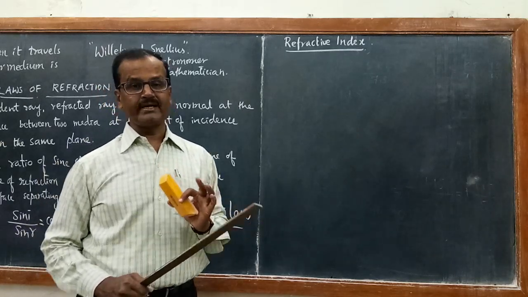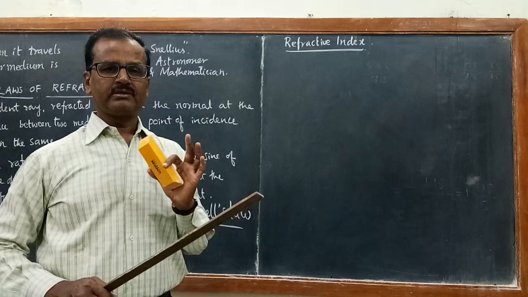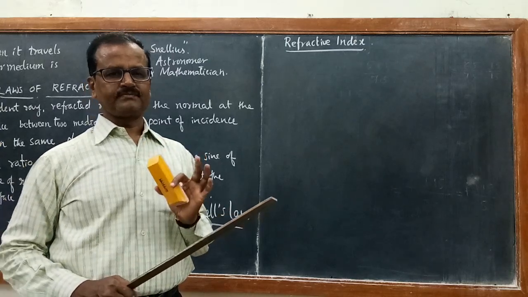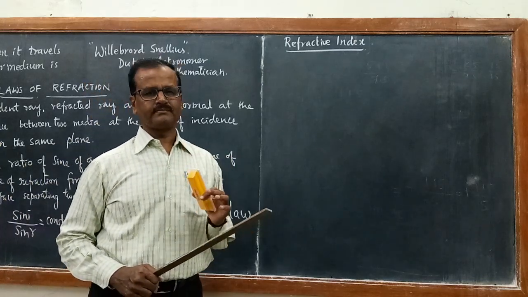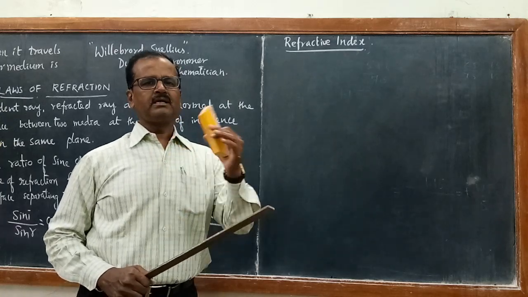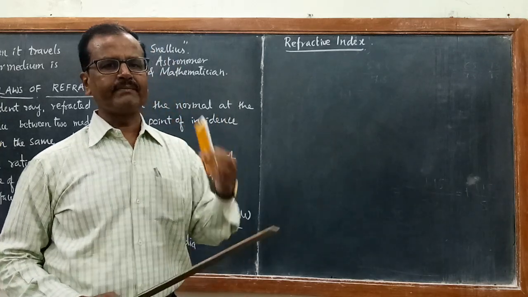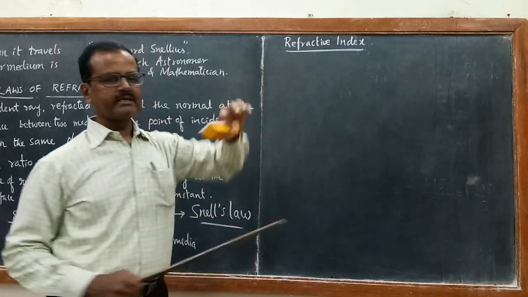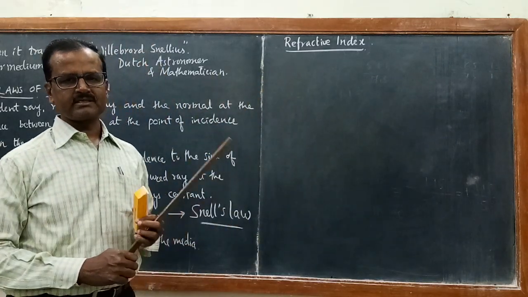And this refractive index is a relative constant. It depends on the two media. Refractive index cannot be defined for a single medium. It is always defined with respect to another medium. Now we are learning what is the meaning of that refractive index.